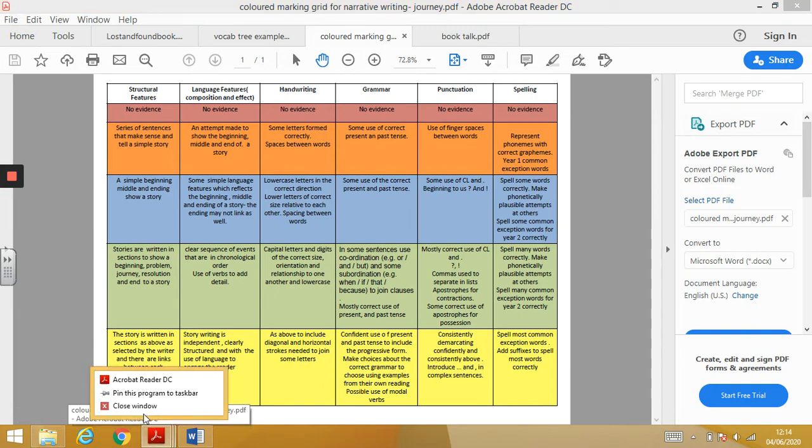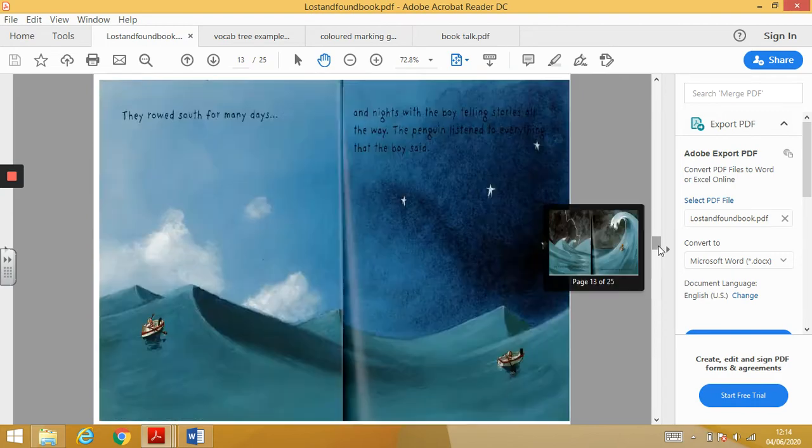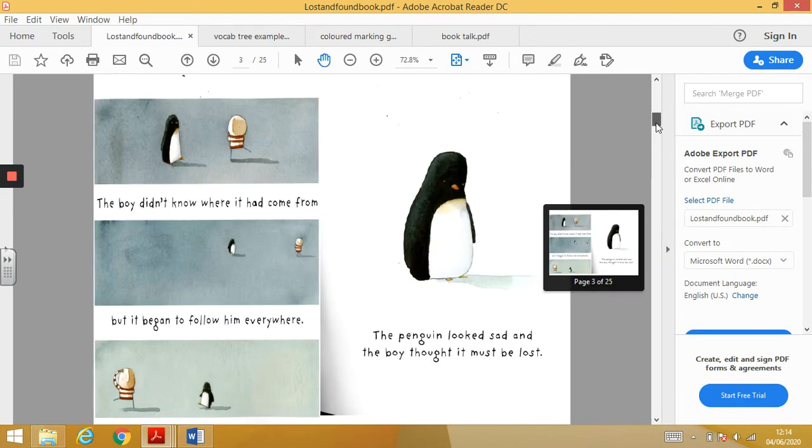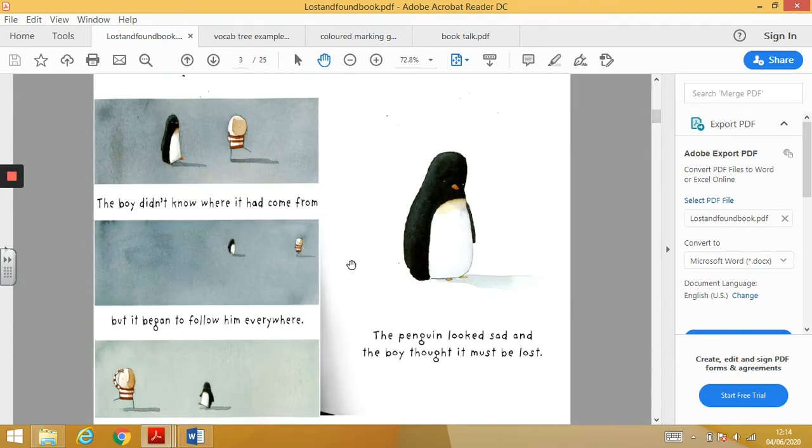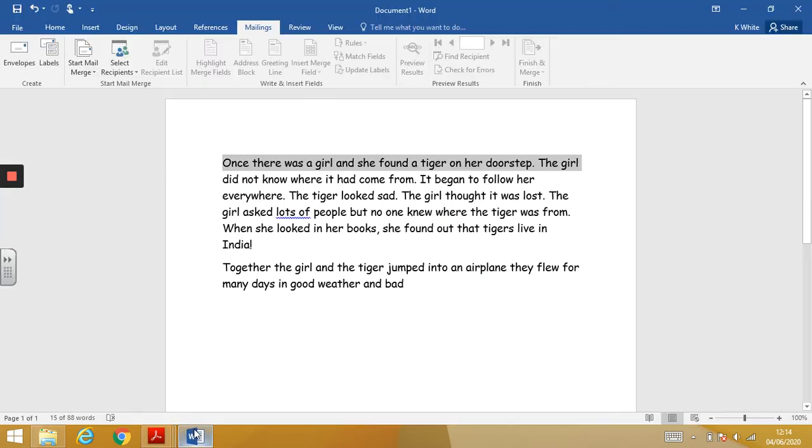Now, throughout your writing, you can go back to the story, and you're more than welcome to magpie the sentence structures you read. So instead of saying the boy didn't know where it came from, full stop, it began to follow him, they've used but. So I'm going to do the same. So I can delete my capital letter because I don't need one, instead of a full stop, a conjunction. The tiger looked sad. The girl thought it was lost. I'm going to make that a compound sentence as well. I'm just going to use and.